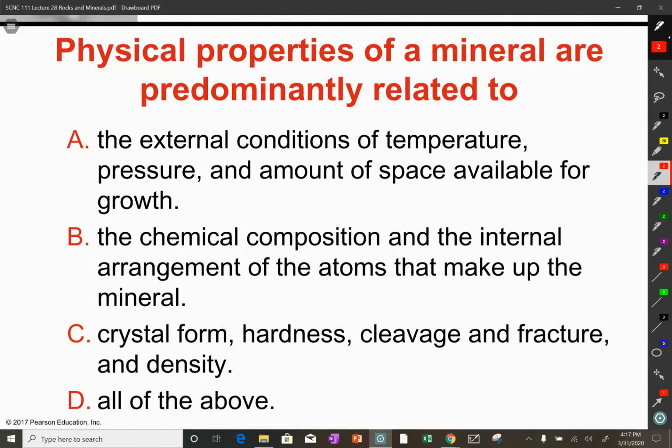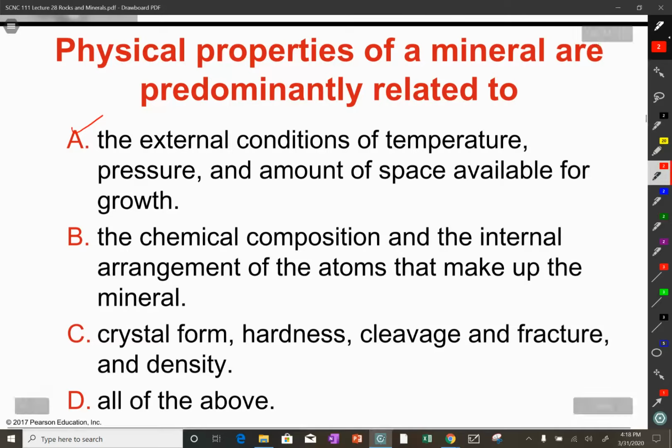So the first of your clicker questions, which of course you're not going to use a clicker for. The physical properties of a mineral are predominantly related to what aspect? Is it the external conditions of temperature, pressure, and mass space available for growth? Well, that was one of the things that I said. I said that with the carbon, for instance, different conditions, if you have a high pressure, high temperature situation, you can form diamond. But if you don't, you form other things like graphite.